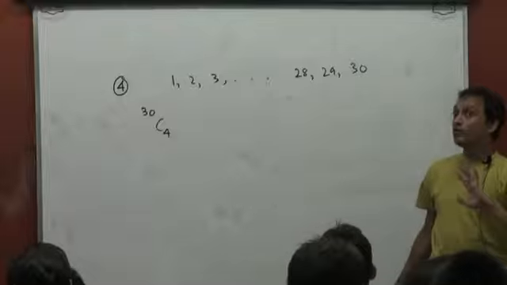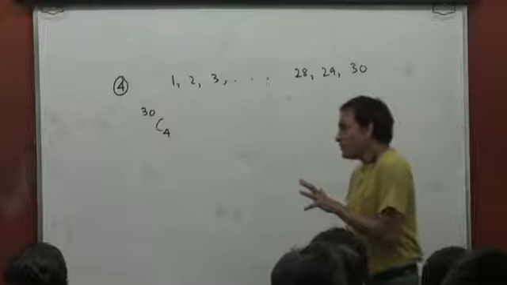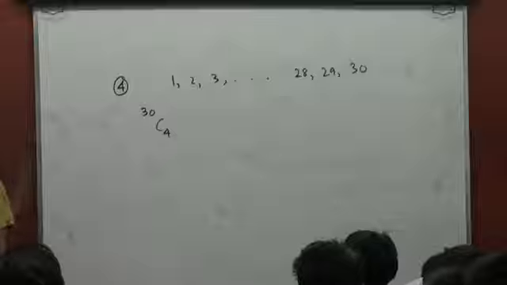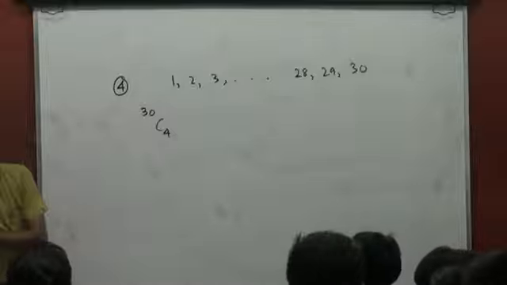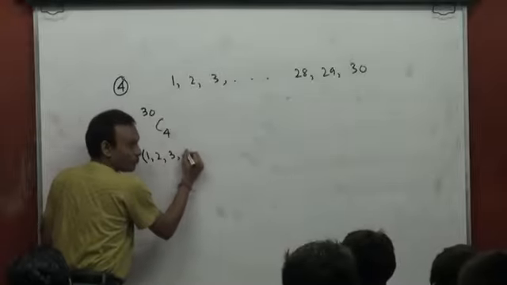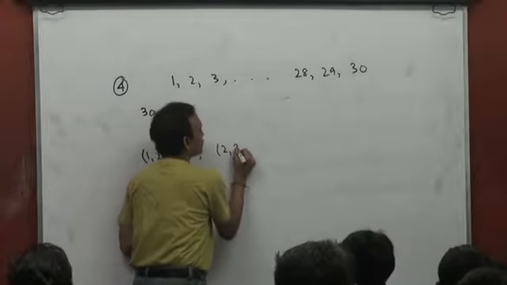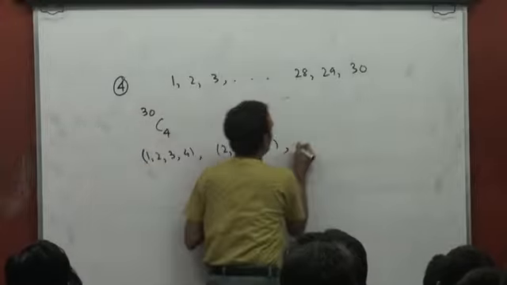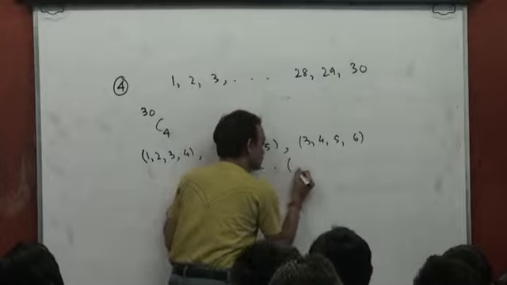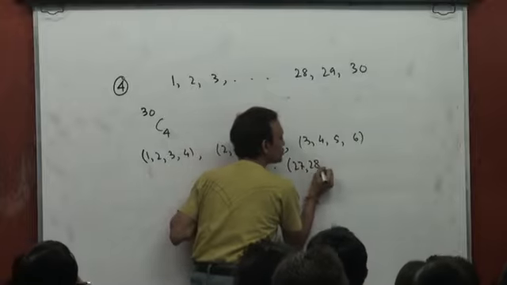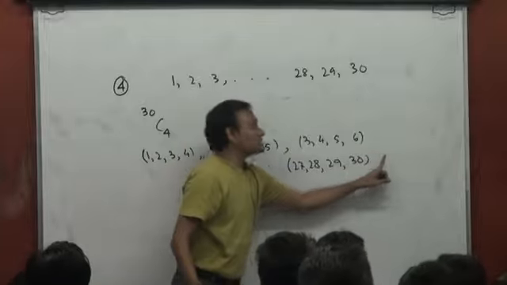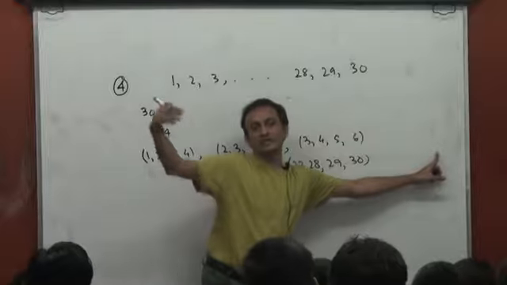Now, in how many ways can I have 4 consecutive numbers included? 27, right? For example, I can have 1, 2, 3, 4. I can have 2, 3, 4, 5. I can have 3, 4, 5, 6. This going this way, up to 27, 28, 29, 30. And then I can't start with 28, because then it will exceed 30, right?